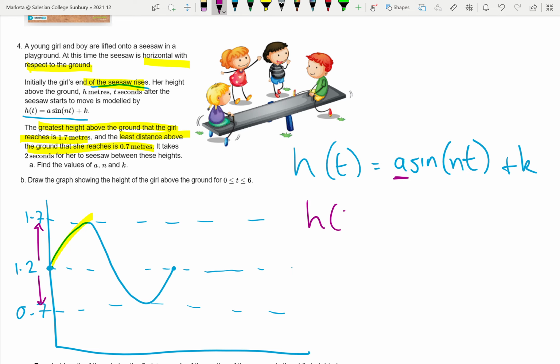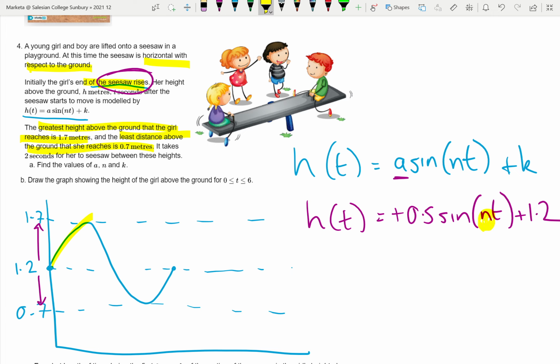So far I've got H of t equals positive, and you don't need to write the positive there, but I'm just going to write it to show that I've considered that her end rises first, 0.5 sine nt plus k. Now, in addition to that, I can also add the k value at this point because obviously we've gone up by 1.2. So we will put 1.2 instead of k. And that means the only thing we've got to consider still is our n value.